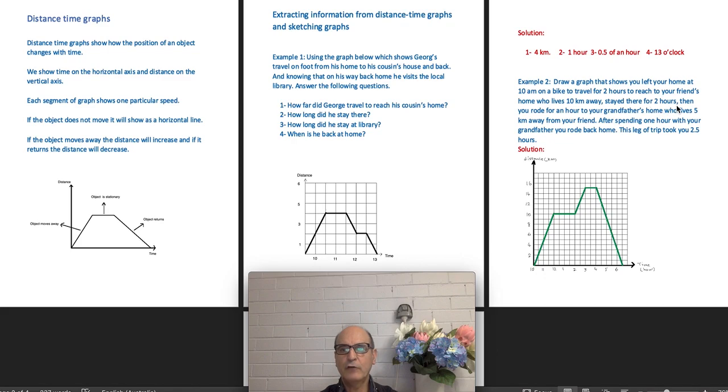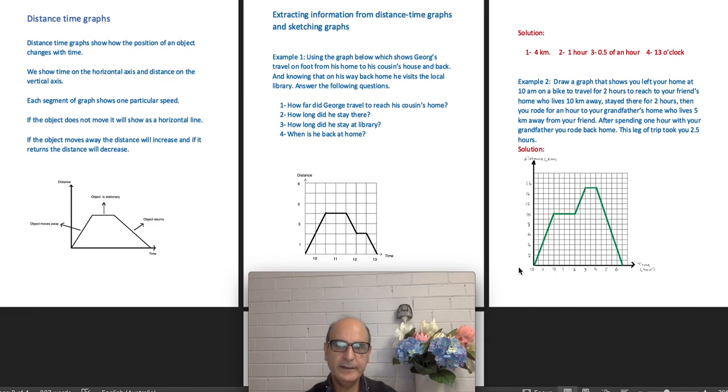Stayed there for 2 hours. Then you rode for an hour to your grandfather's home who lives 5 kilometers away from your friend. After spending 1 hour with your grandfather, you rode back home. This leg of the trip took you 2.5 hours.